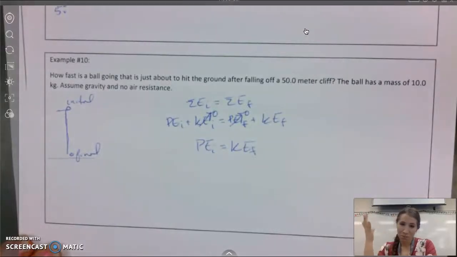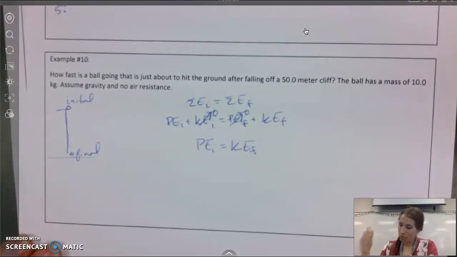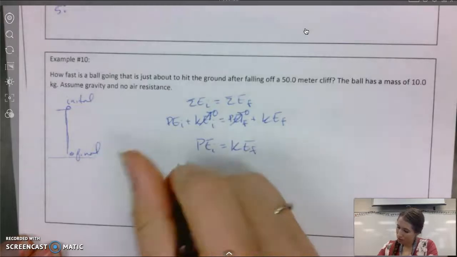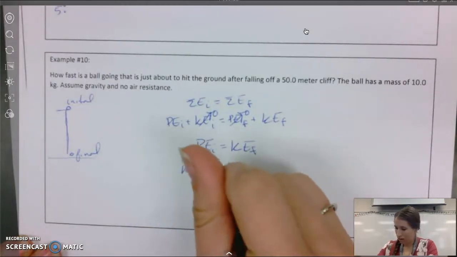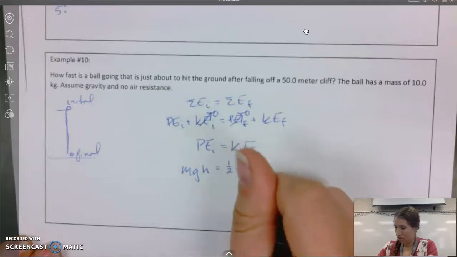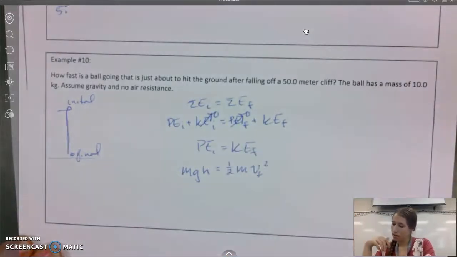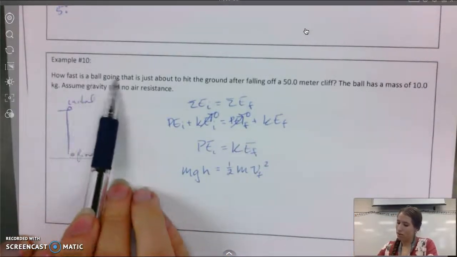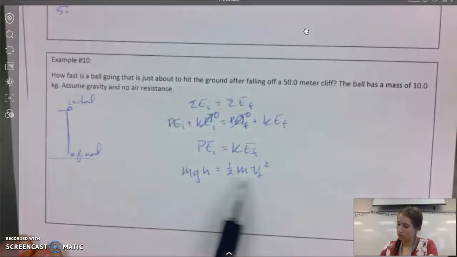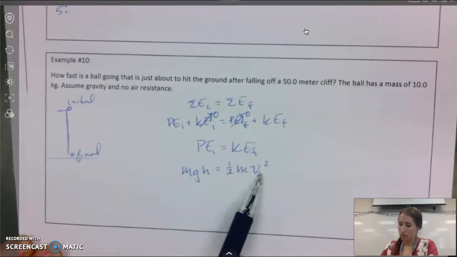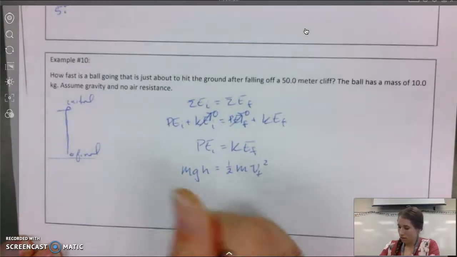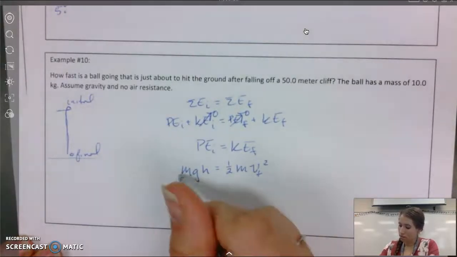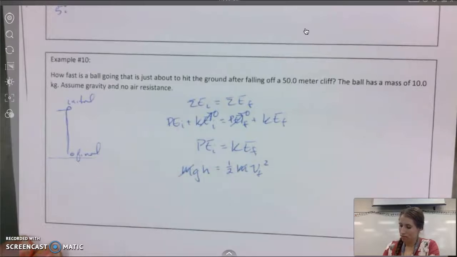And now let's plug in what we know about this. Potential energy is mass times acceleration due to gravity times height. Kinetic energy is 1/2 mass times velocity squared. What are we solving for? How fast is the ball going just before it hits the ground? Okay, so let's rearrange this equation to solve for velocity final. I'm going to divide by 1/2 and mass. Oh, mass is on both sides. Mass can cancel out, right?